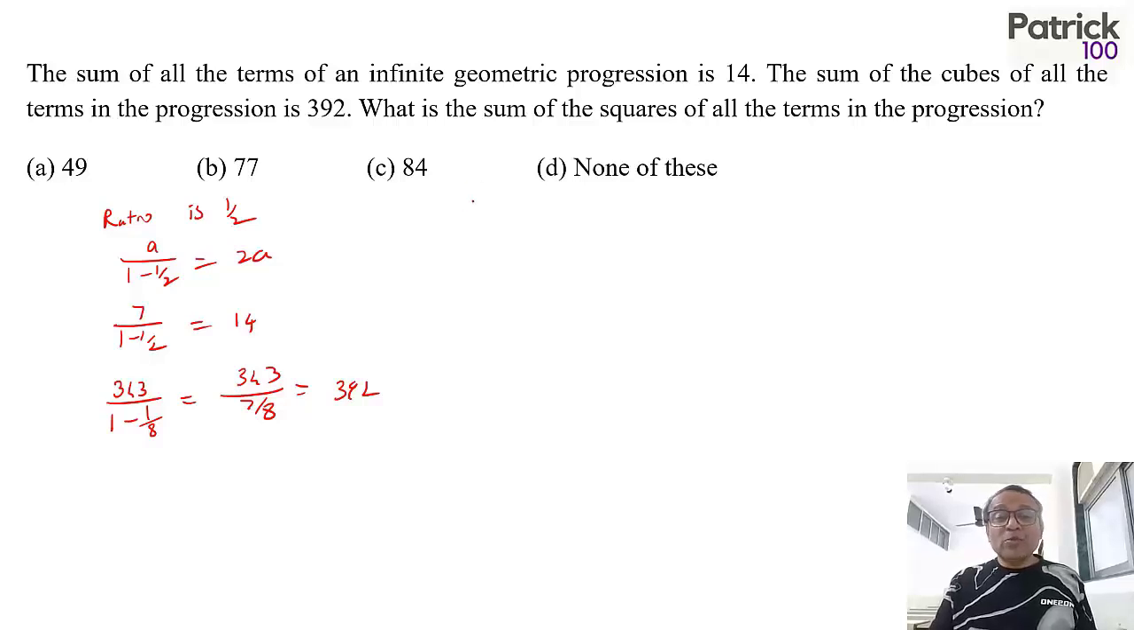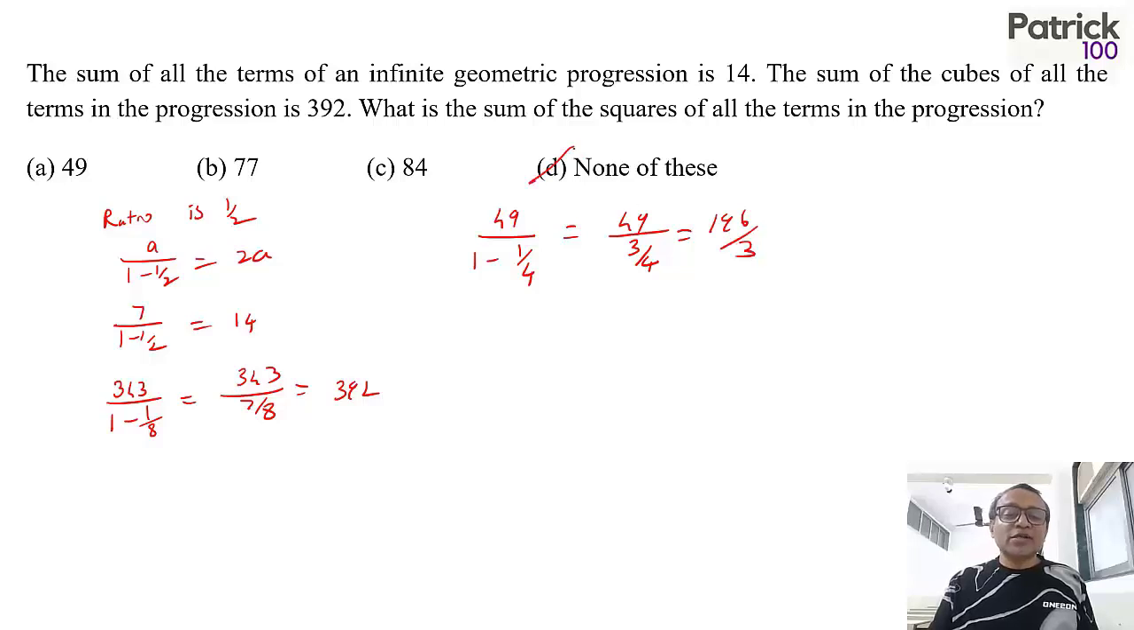Now if we are talking about squares, the first term becomes 49, which is 7 squared, and 1 minus the ratio becomes 1 minus 1 by 4. Solve this: 49 upon 3 by 4, or you get 196 upon 3, which is none of these. So as I said, one way to do it is knowing or substituting simple values and checking if it satisfies. If it satisfies, you can use that to try to get the answer.